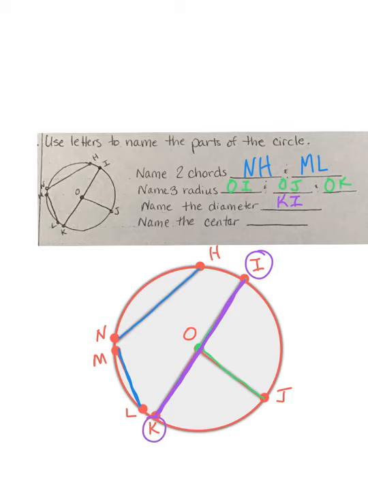Either way works. And then the final thing that you're looking for is the center, which is just this middle point right here, which is labeled with one letter, the letter O. And that is it for today. You're going to have a sheet that either gives you the words and you put in the letters, or it gives you the letters and you put in the words. Let me know if you have any questions.